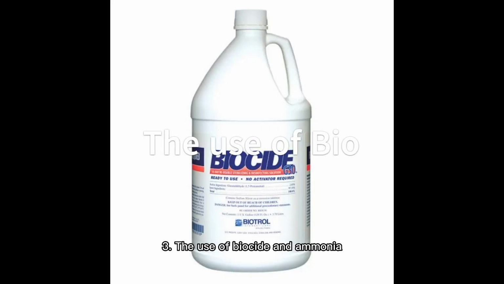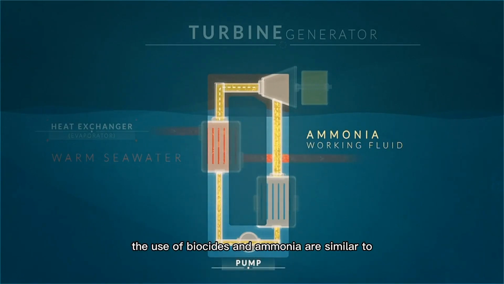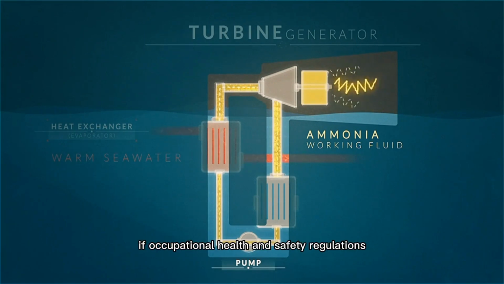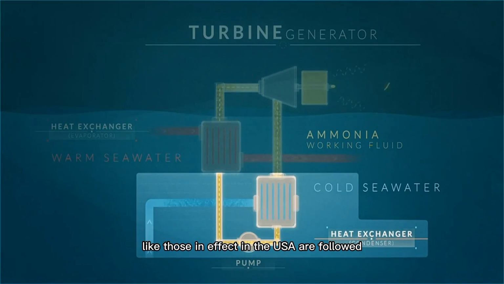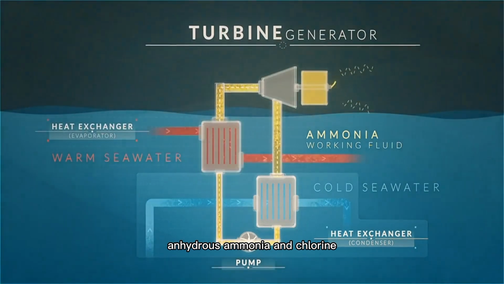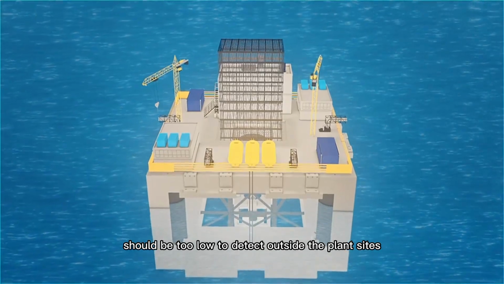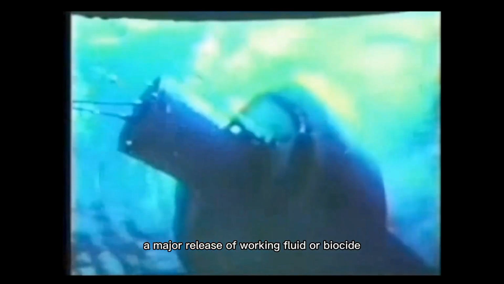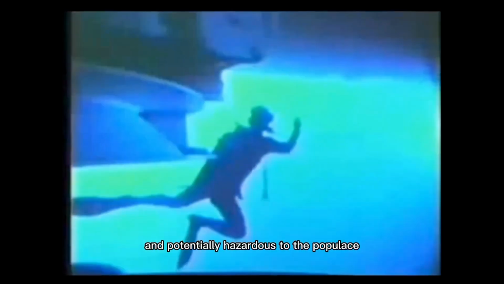3. The use of biocide and ammonia. The use of biocides and ammonia are similar to other human activities. If occupational health and safety regulations like those in effect in the USA are followed, working fluid and biocide, most probably anhydrous ammonia and chlorine, emissions from a plant should be too low to detect outside the plant sites. A major release of working fluid or biocide would be hazardous to plant workers and potentially hazardous to the populace in surrounding areas, depending on their proximity.